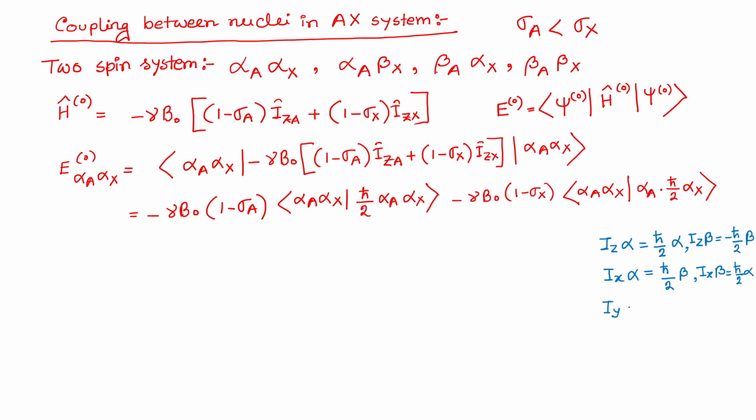What about Y? IY operating on alpha will give you something different. Now this imaginary term will come: i H cut by 2 beta. So this is also not an eigenvalue equation. IY operating on beta will give you minus i H cut by 2 alpha. So these are the formulas we will require in the derivation. That's why I kept it here. But let us come back to the derivation we are doing.